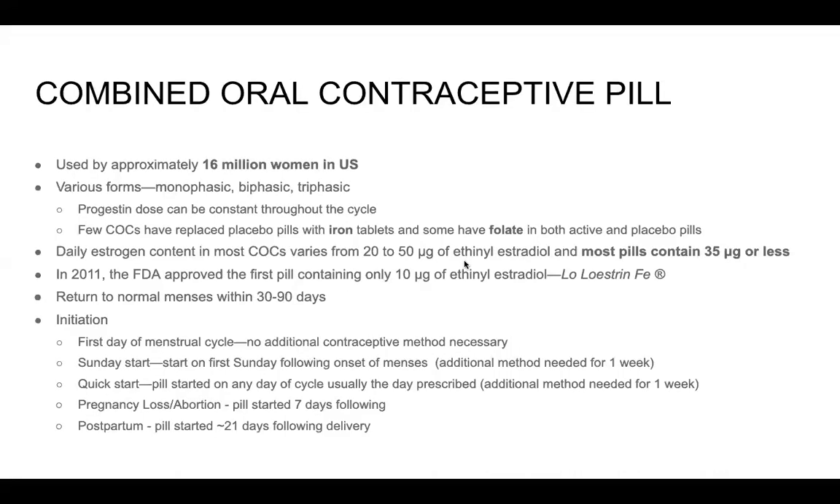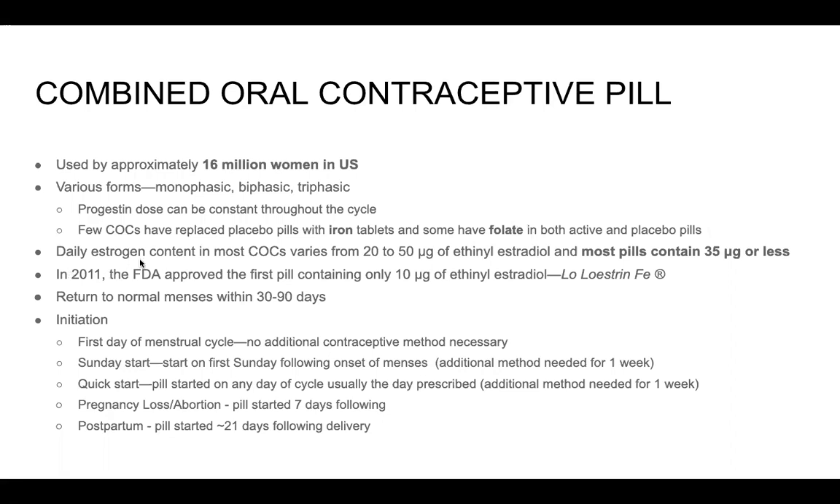Okay, moving on. So now we'll get to wrapping this lecture up here. Combined oral contraceptive pills are used by approximately 16 million women in the United States. Again, here's monophasic, biphasic, triphasic. Some companies have placed iron tablets and others have placed folate in the active and placebo pills to help with iron deficiency anemia and to decrease the potential for neural tube defects with the folate here. But again, that's a different lecture.